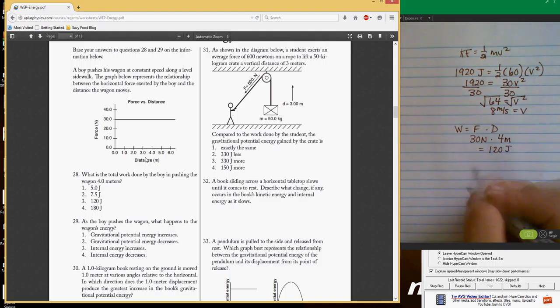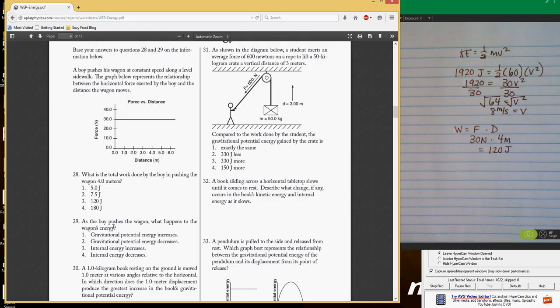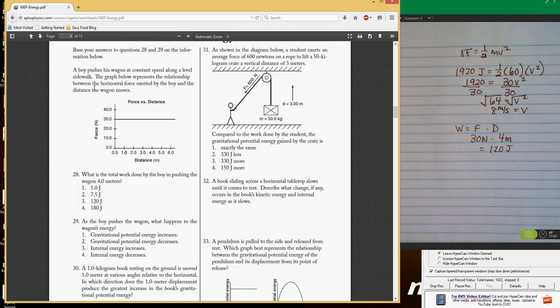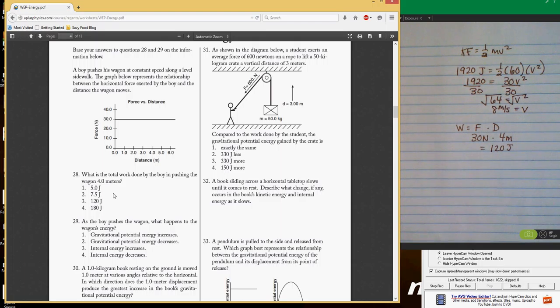Okay, number 29. As the boy pushes the wagon, what happens to the wagon's energy? So if I look at my choices, it says gravitational potential energy increases. Well, this is an object on a horizontal surface, a level surface on a sidewalk. That means it has no height, so there is no gravitational potential energy. So 1 and 2 are out.